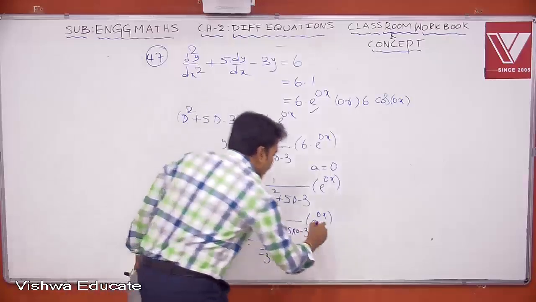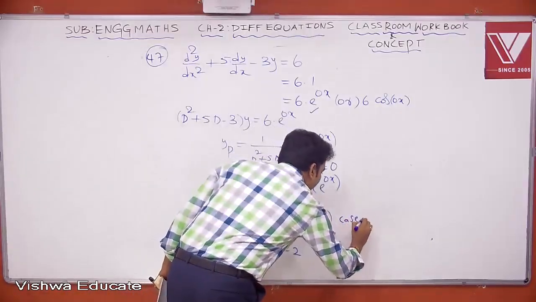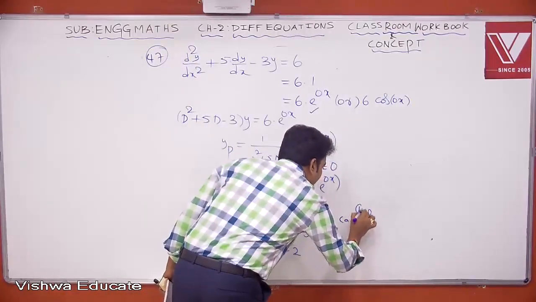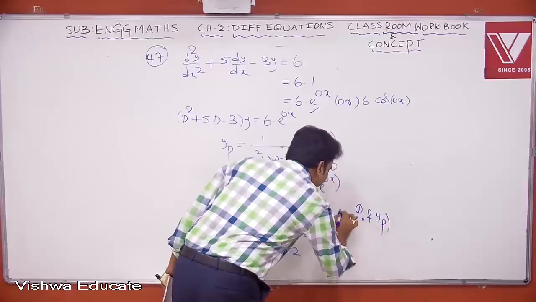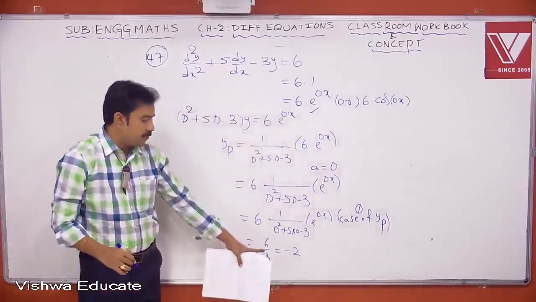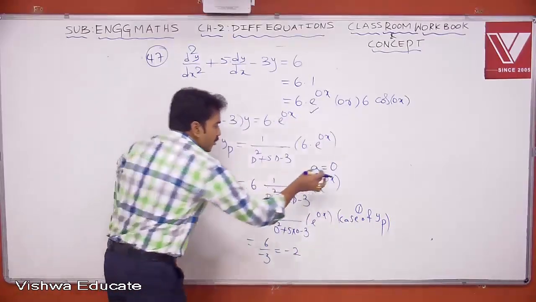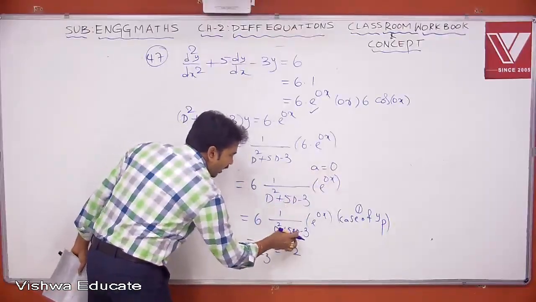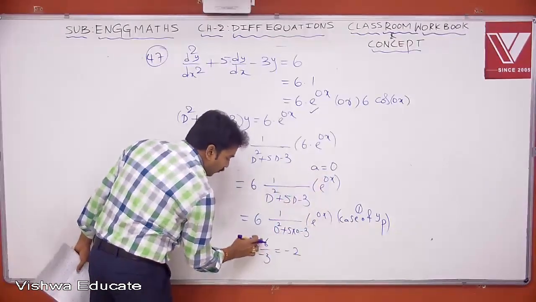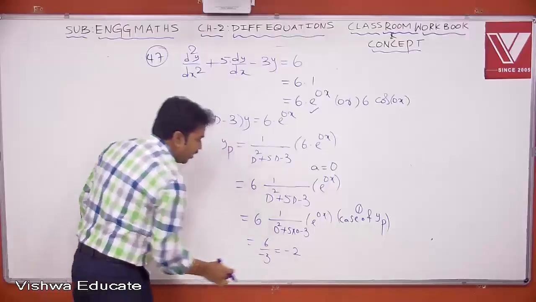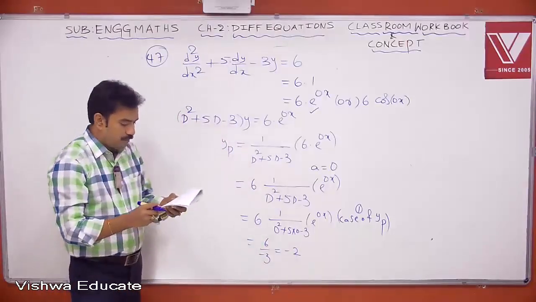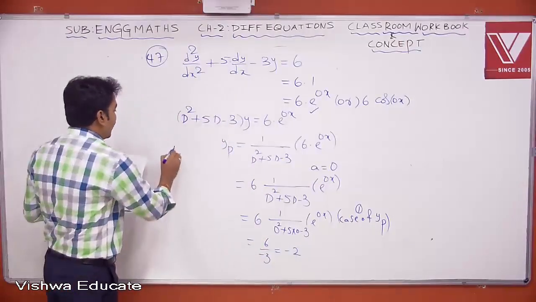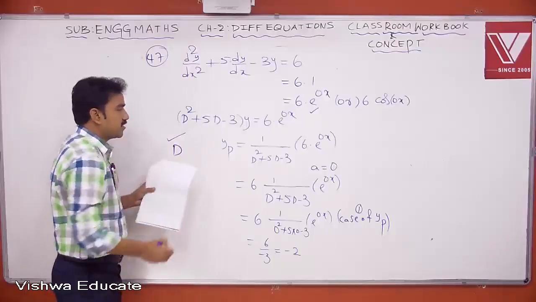Therefore here at this moment we have applied case 1 of particular integral. Simply D is replaced by a, because this 0 is not a root of this expression. Therefore D is replaced by a. A is nothing but 0. Therefore the result is 6 by minus 3. It is minus 2. So option D is the right answer.